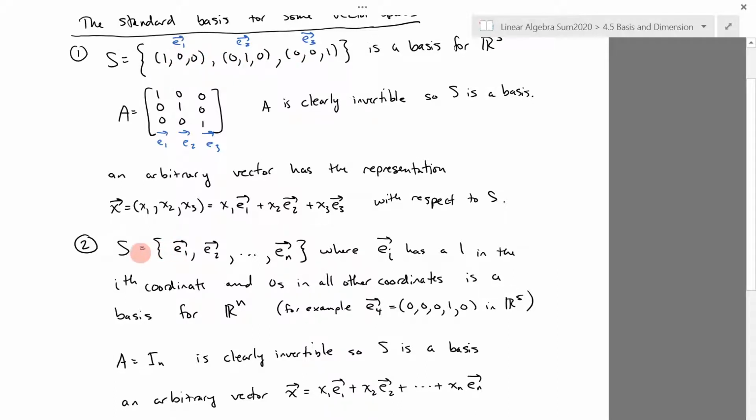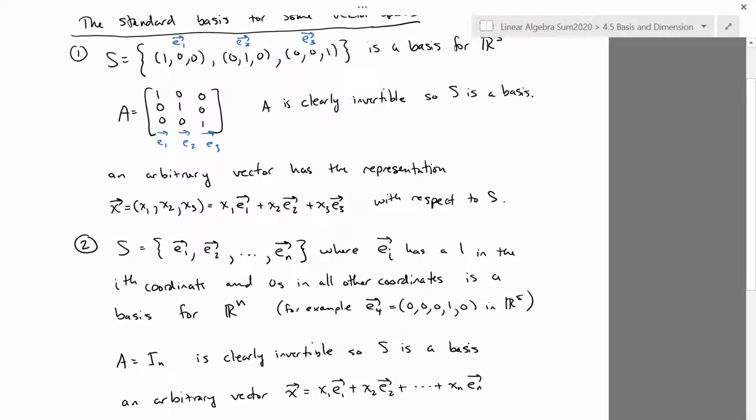So for Rn, we have n basis vectors, which we'll call e1, e2 up to en, and each basis vector ei is set up so that it has a 1 in the ith coordinate and zeros in all the other coordinates, right? So for example, in R5, if I take e4, it'll have a 1 in the 4th coordinate and a 0 in the other 4 coordinates.